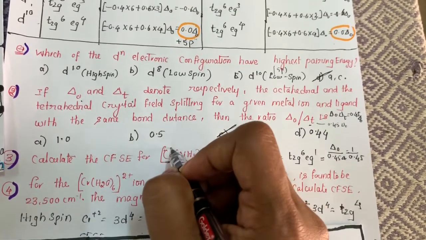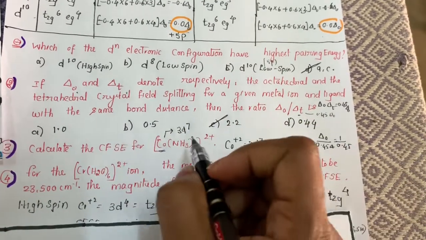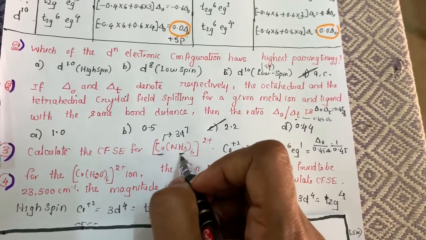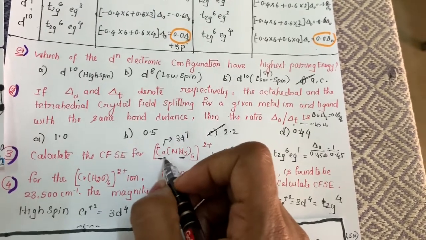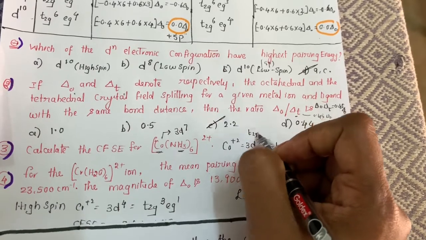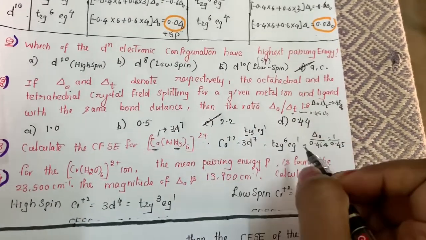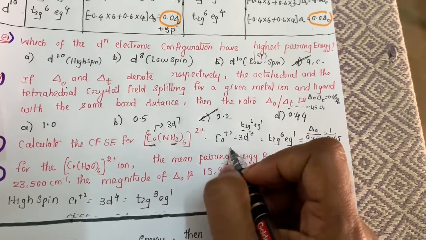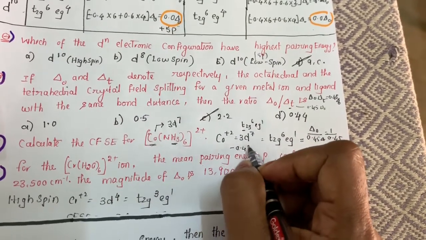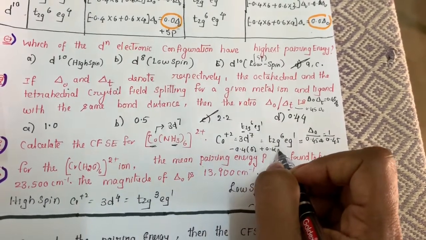And suppose they ask you to calculate the CFSE value for the hexaamine cobalt plus 2 complex. Cobalt configuration is 3d7 4s2, so as Co plus 2 it is d7. Ammonia is acting as a strong field ligand in the case of cobalt, so the electrons in d7 can be filled as t2g6 and eg1. Each t2g electron contributes delta value minus 0.4 multiplied with 6, plus 0.6 multiplied with 1.